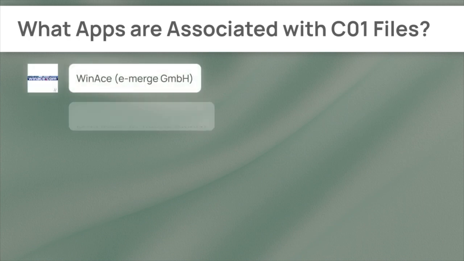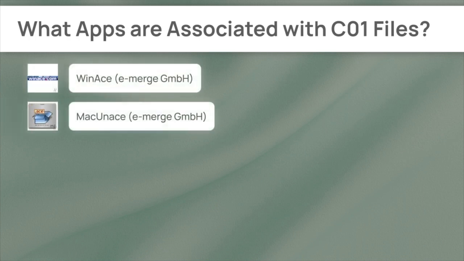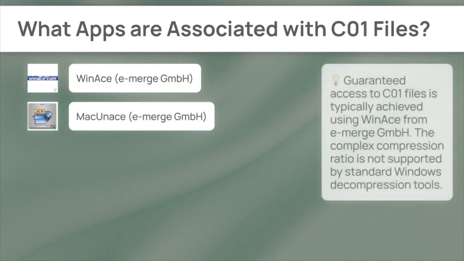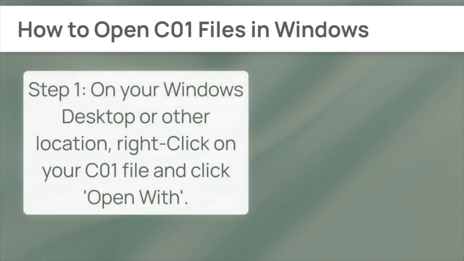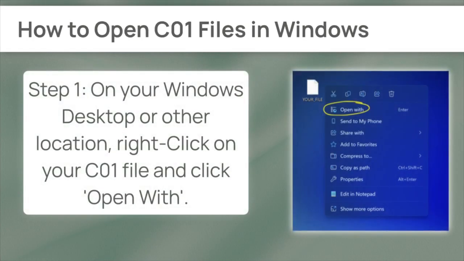The initial software setup links the C01 file directly to WinAce by emerge GmbH. Windows will not display the file's internal directory without a specific utility. Windows can preview limited archive information, but complete access requires extraction software. We are performing the initial software environment diagnostic.